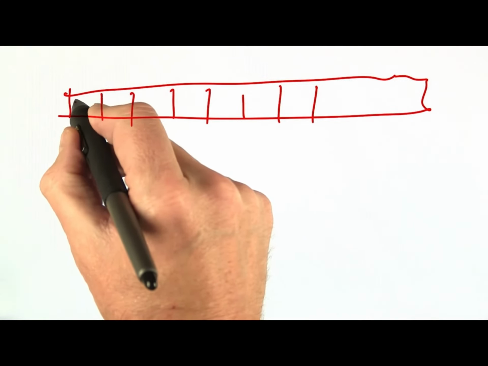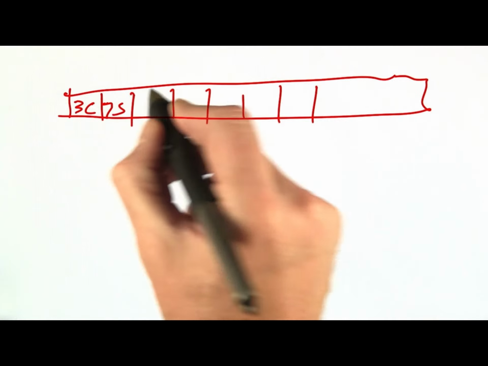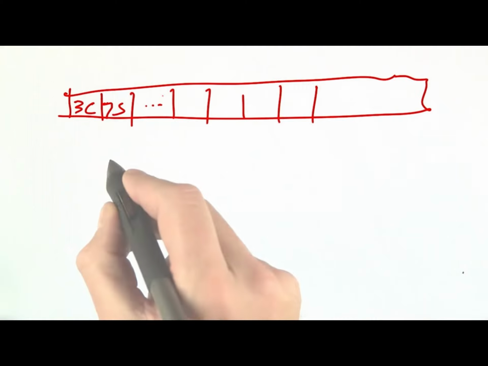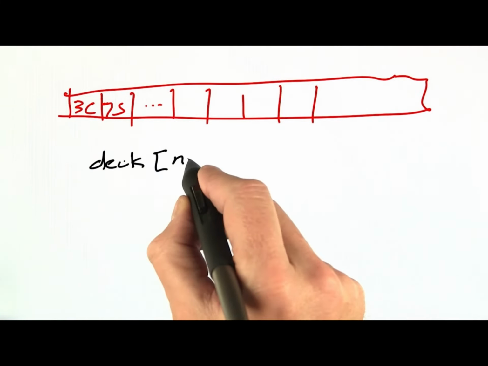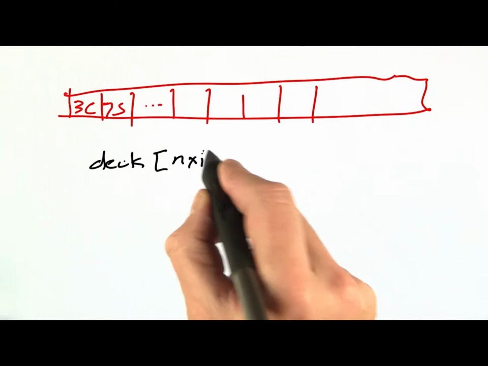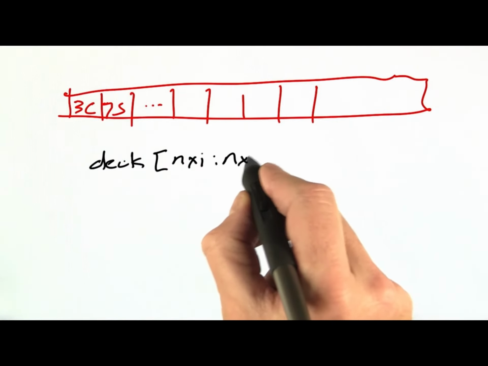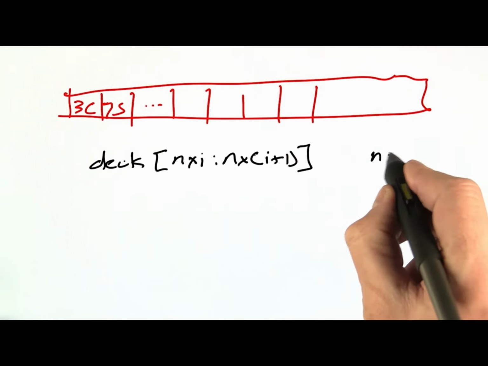Say the 3 of clubs is first, and then the 7 of spades, and so on. And now I want to pull out this slice out of the deck, which is defined as the deck starting at n times i and going up to n times i plus 1. And we'll assume for now that n equals 5.